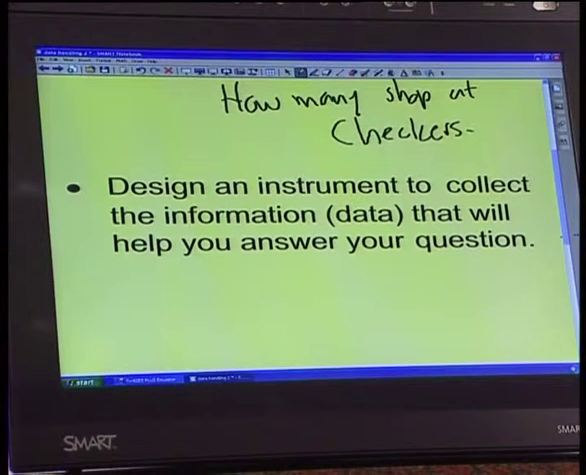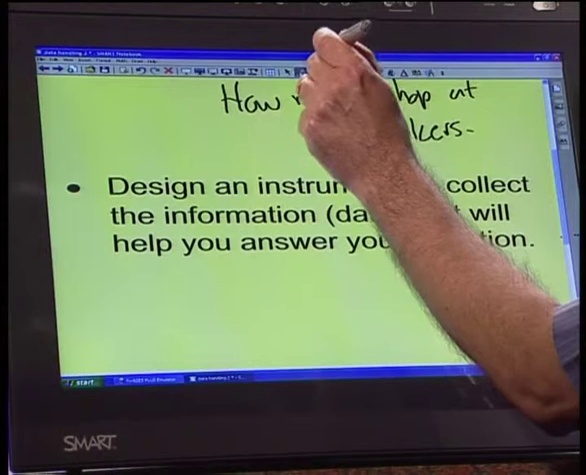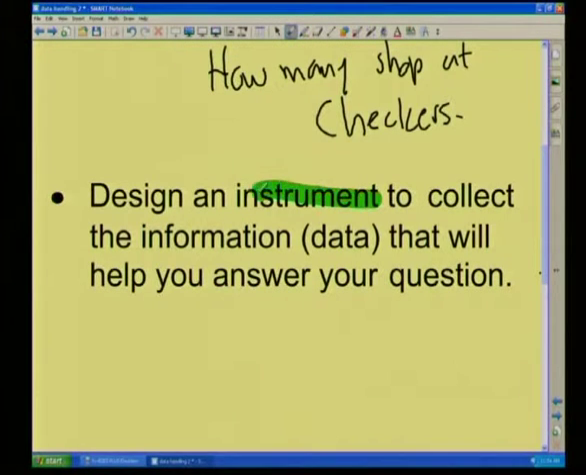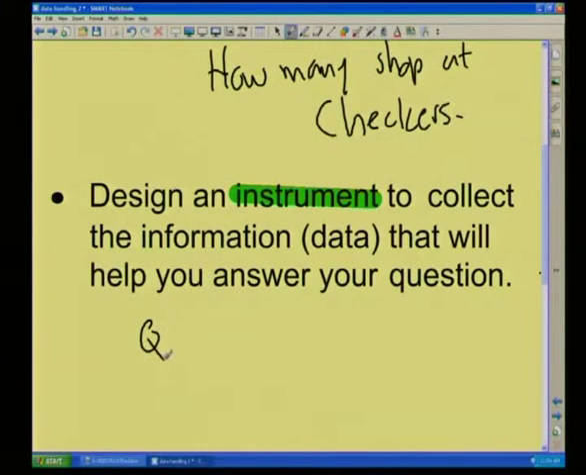To answer our question, we need to design an instrument. An instrument is just a tool to collect the information that will help us to answer the question. That instrument could be a questionnaire, which we could hand out to many people. We could set up a table outside Checkers, for example, and interview all the people that come in and ask them if they regularly shop at the Checkers Center. We could do this for a variety of shops and collect all of that information.